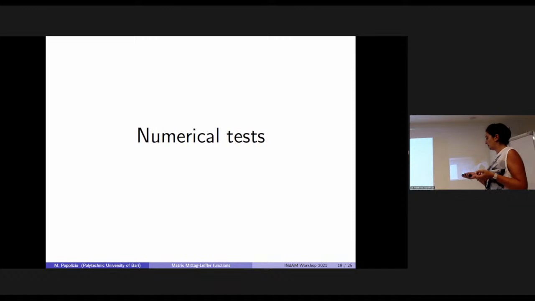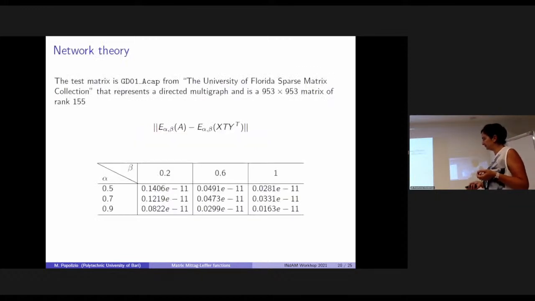And so I just give you now some examples for the hypothesis I did. The first example is for this matrix, which represents a directed multigraph. So it has dimension 953 times 953, but it has rank 155.